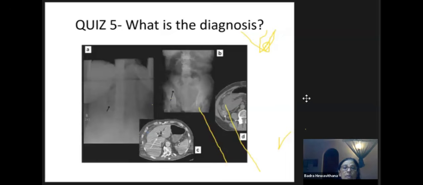So this is the final quiz. What is the diagnosis? I have given you arrows all over. I'm sorry about these lines. I don't know how they came.